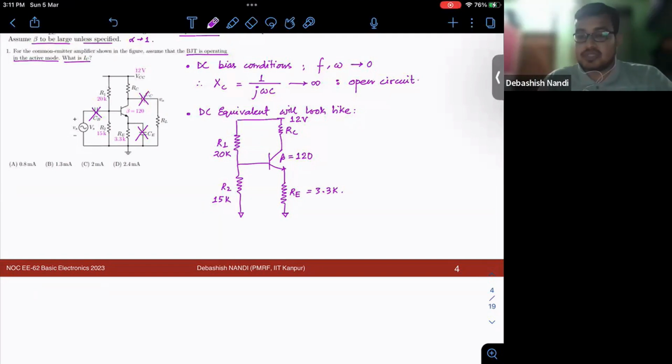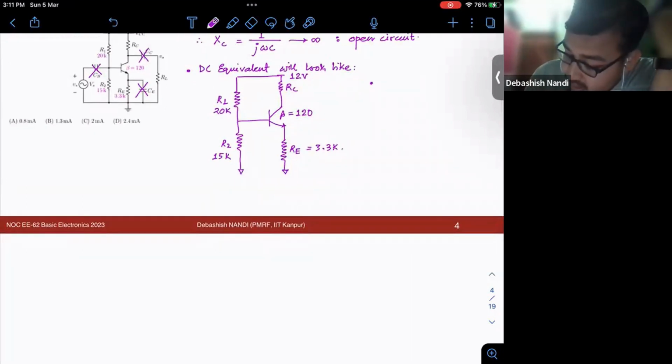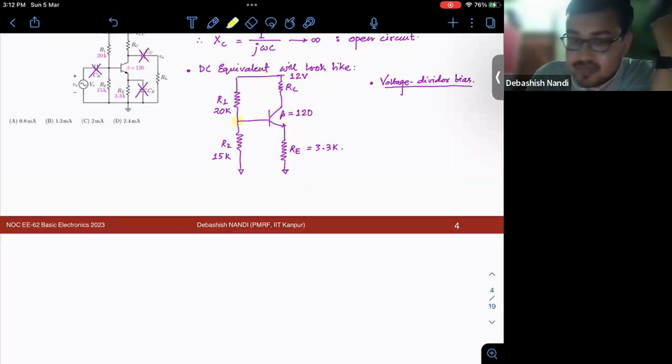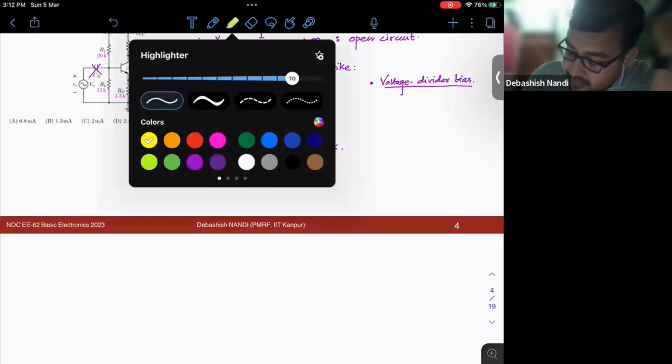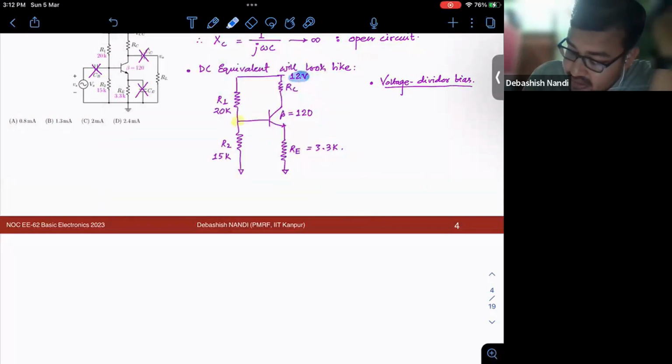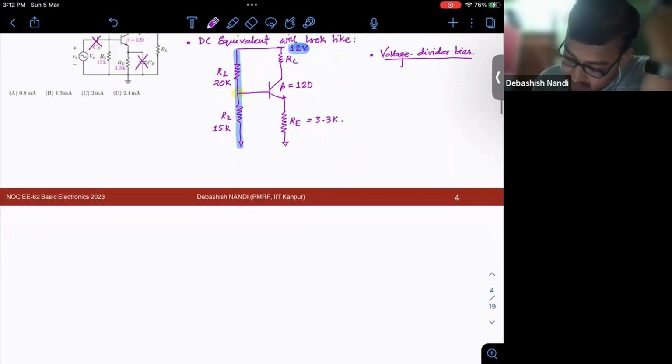Okay, no issue. This is called a voltage divider bias, right? The name is voltage divider bias. And the reason for the name is simple, because you do not apply an additional base voltage at this point. You just simply use the same collector voltage and use a voltage division network to get your proper base voltage, right? So how do we analyze this circuit?